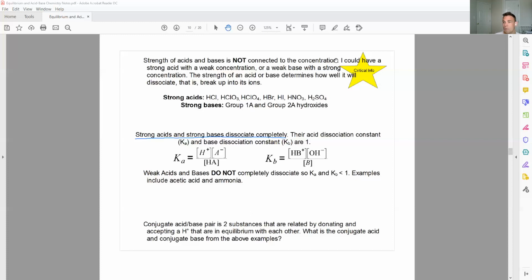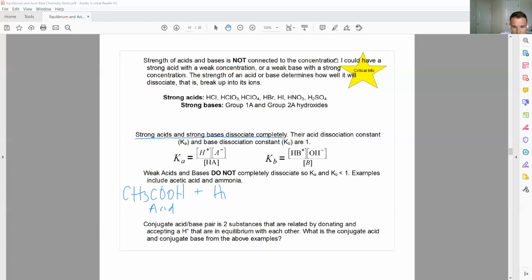So weak acids and weak bases do not dissociate completely, and so their Kas and Kbs are going to be less than 1. Examples include acetic acid and ammonia. I'll show you what that looks like. So you take acetic acid, which we know is the acid.